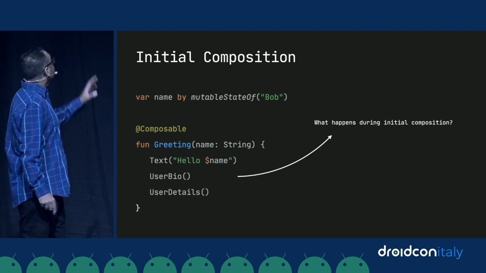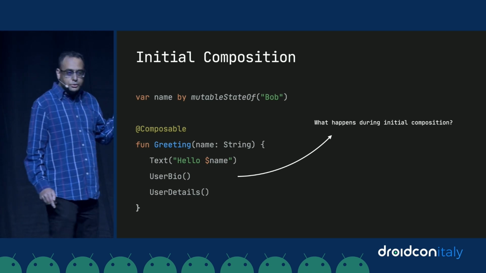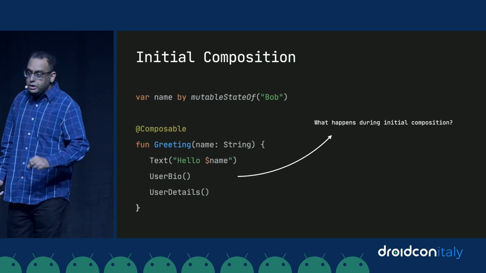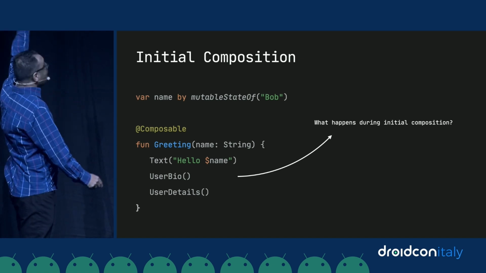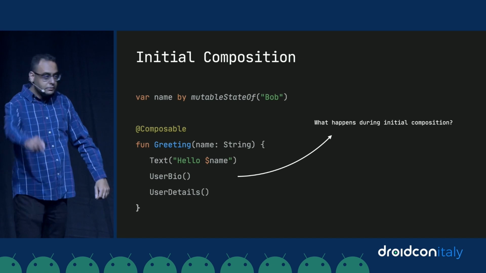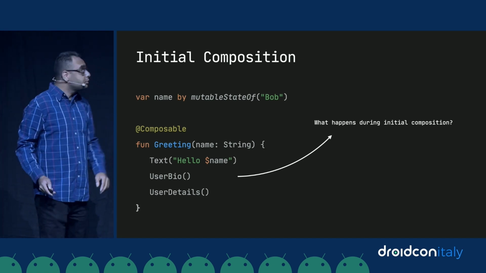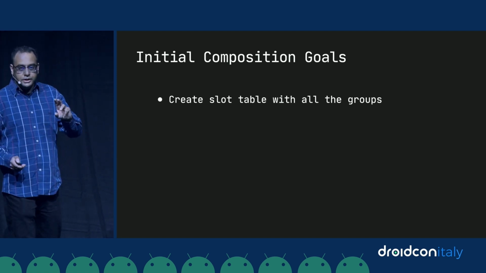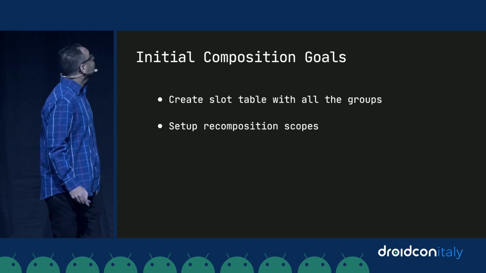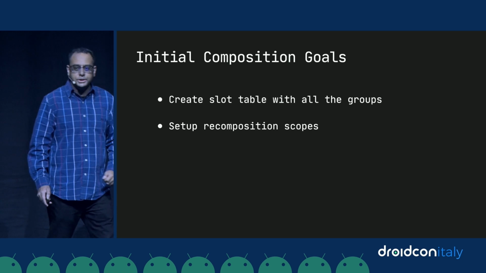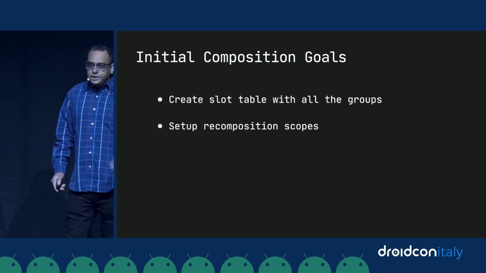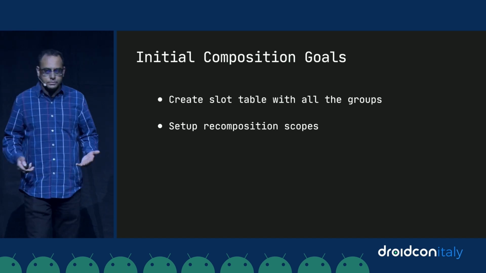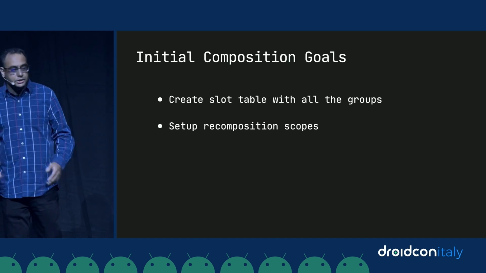So here's a very, very simple example of a composable function that you might write. The question is, what happens underneath the hood when this gets executed, or when you change that state right there? Let's start with this. There are 3 goals. One is to create the slot table that I shared with you. The next goal is to set up something called recomposition scopes. These recomposition scopes are very important. That's what everyone works with and looks at during recompositions.